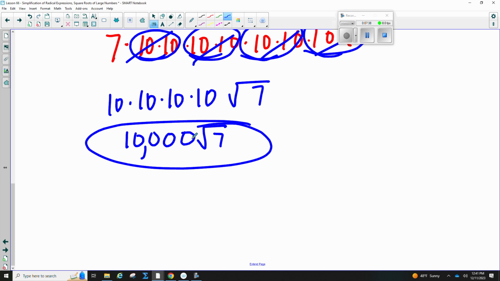Okay, everybody feel good about that? Pretty easy. Just make tens and take out the pairs. All right, guys, let's try some whiteboard.